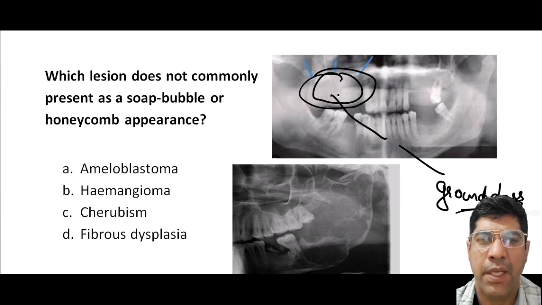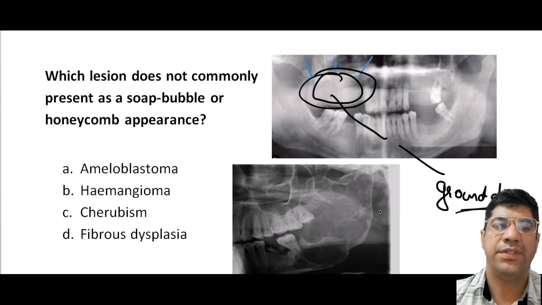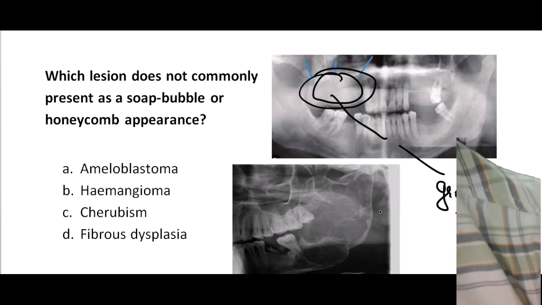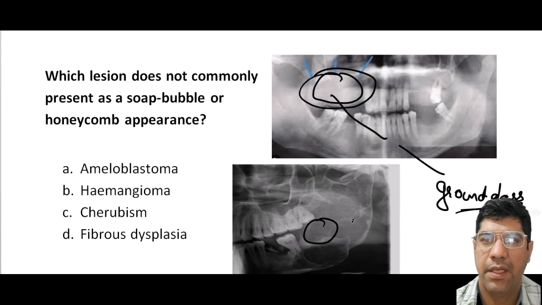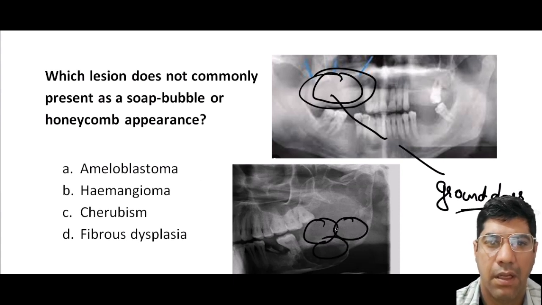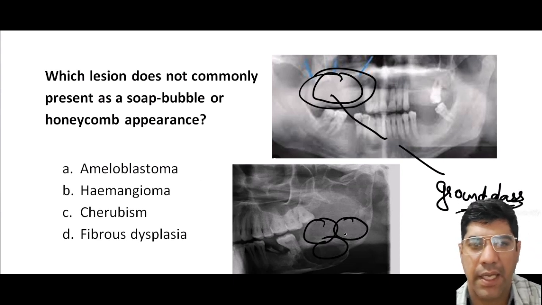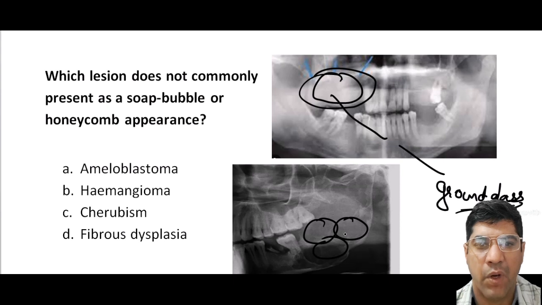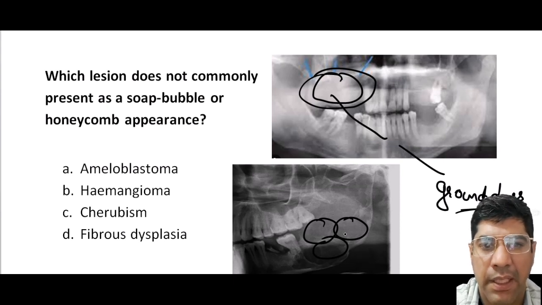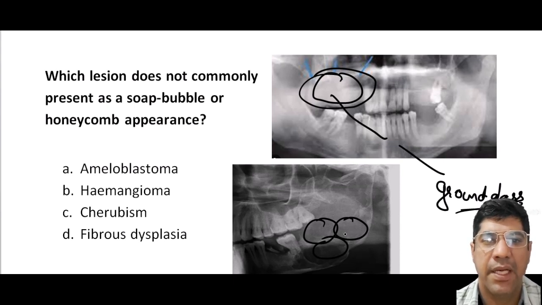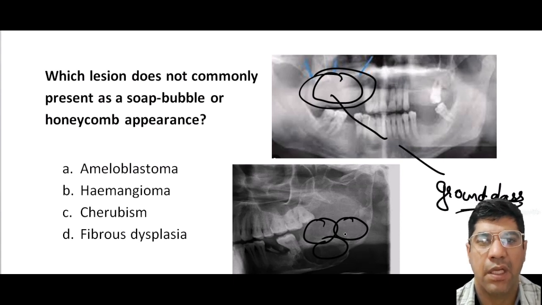Now, what is honeycomb appearance or soap bubble appearance? The soap bubble radiolucency refers to the radiographic pattern when you will see multiple round or irregular shaped dark areas with well-defined borders. So that represents a soap bubble in a soapy solution. The translucent areas are typically larger and may have an irregular shape. So they may represent large cystic or fluid filled spaces within the tissue.